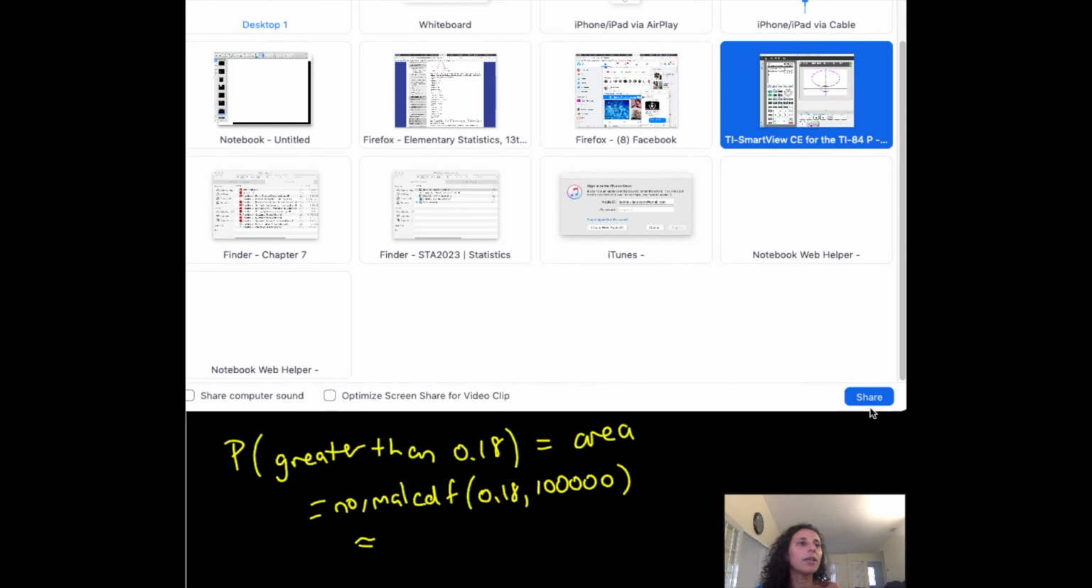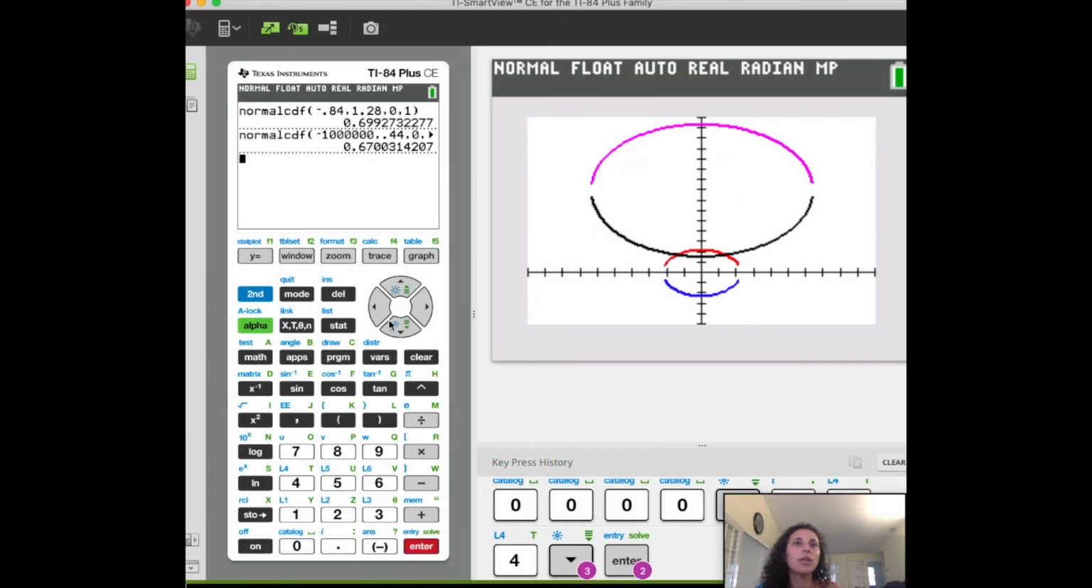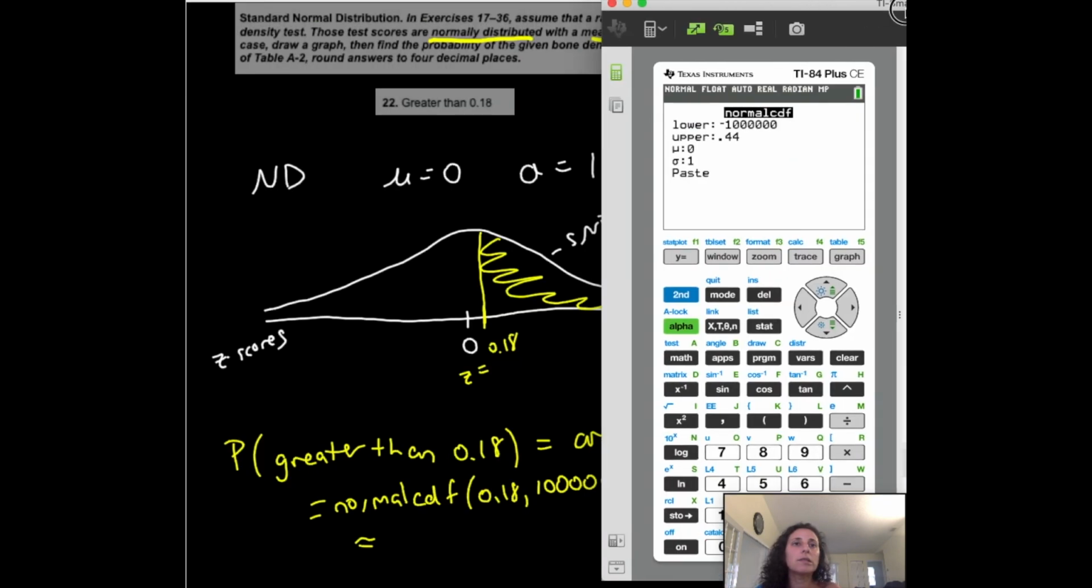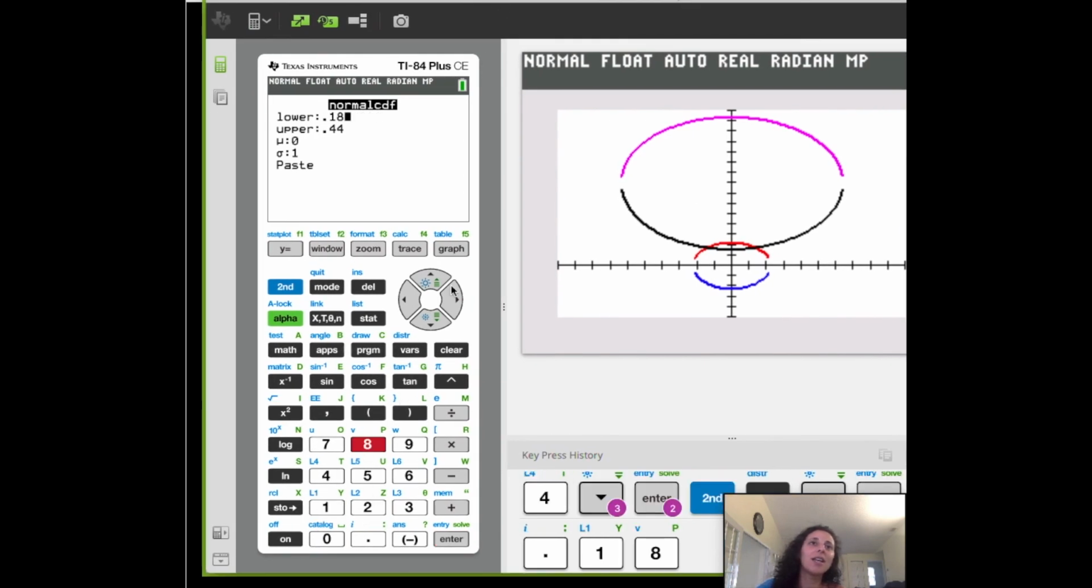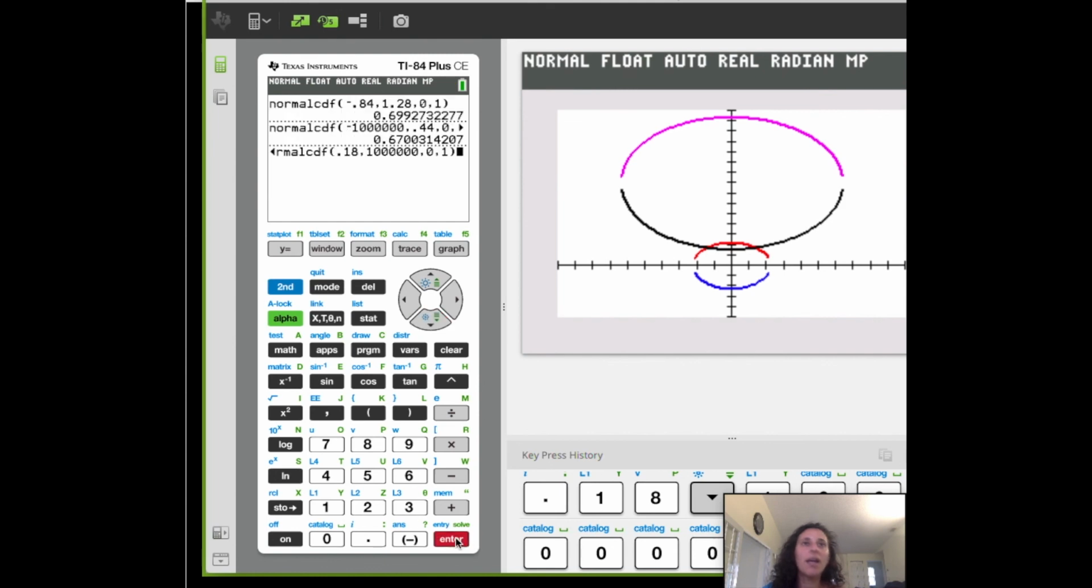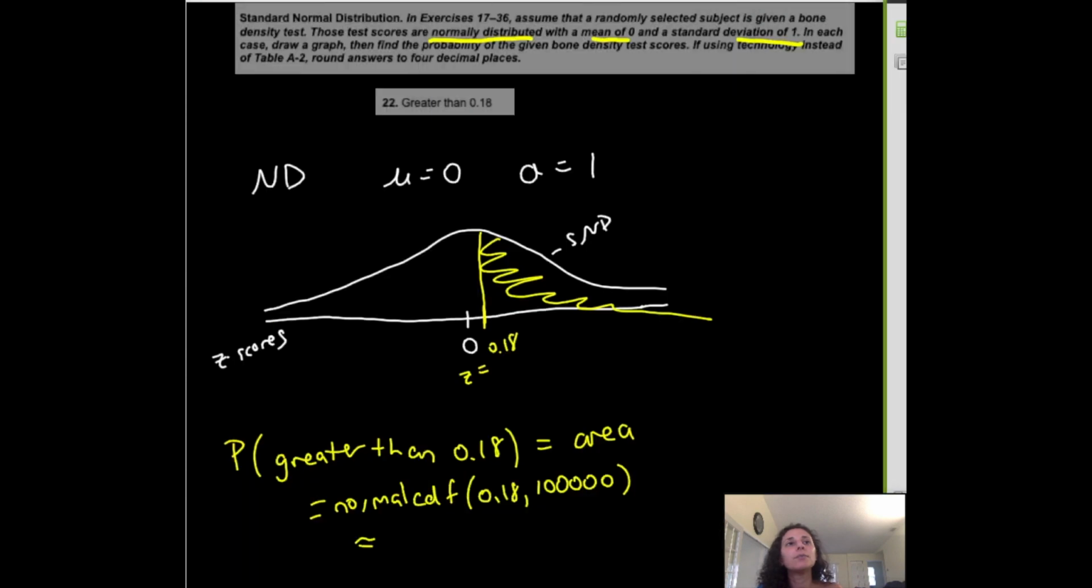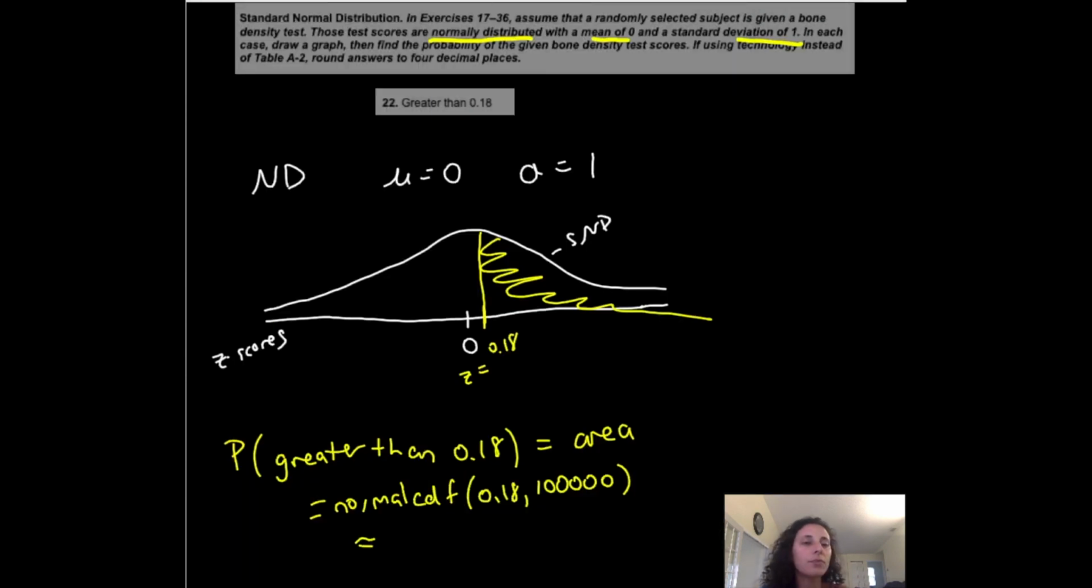Let me pull up my calculator real fast. Okay, so again, normal CDF, second vars, normal CDF. My lower bound was, I forgot, 0.18. My upper bound is a large positive number. My mean is 0, my standard deviation is 1 automatically. I know that. And enter again: 0.429. So approximately 0.429.